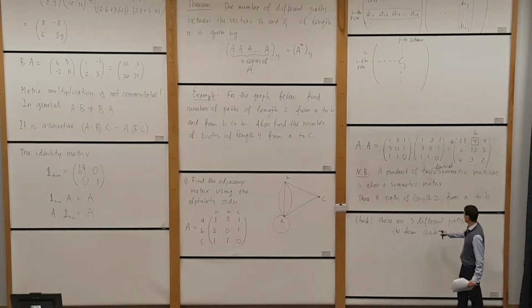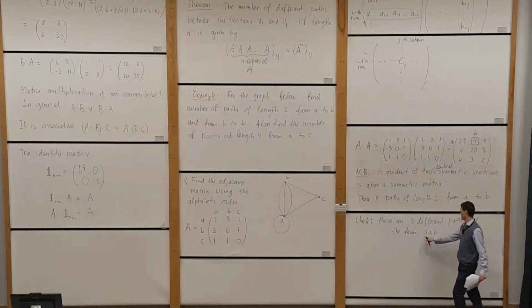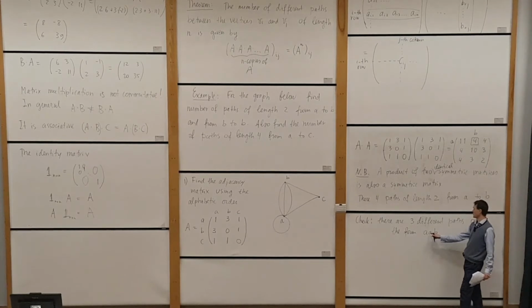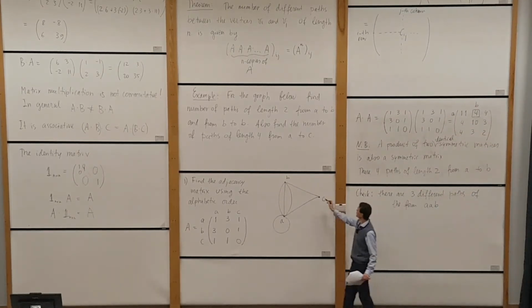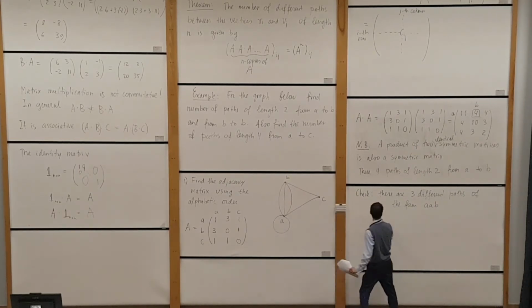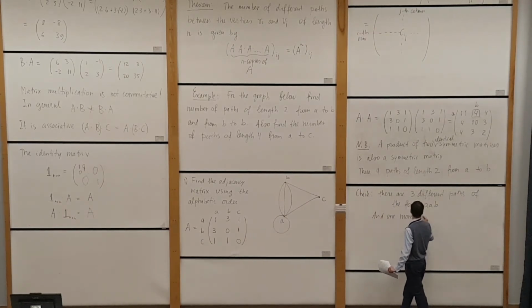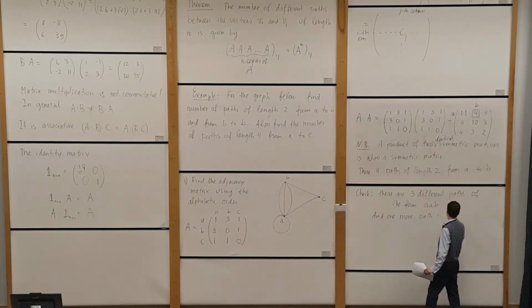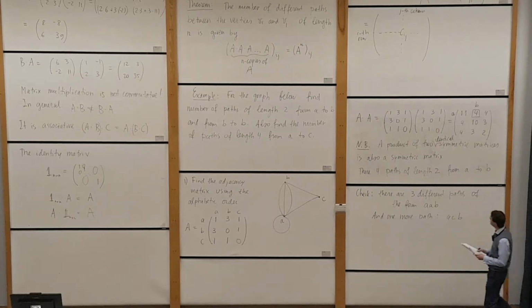But here, just for the sake of checking my result and illustrating that it is indeed correct, I'll just write it like AAB. So you go from A to A and then from A to B. So there are three different paths like that, but also you can go through the vertex C, A, C, B. And one more path, A, C, B. And indeed, altogether there are four of them, as we can read off.